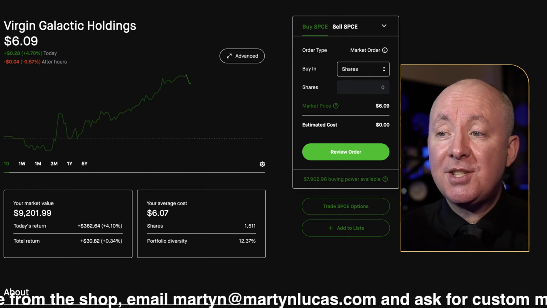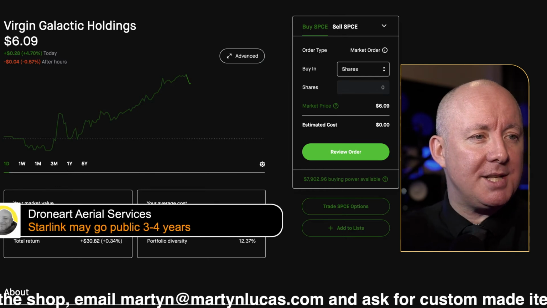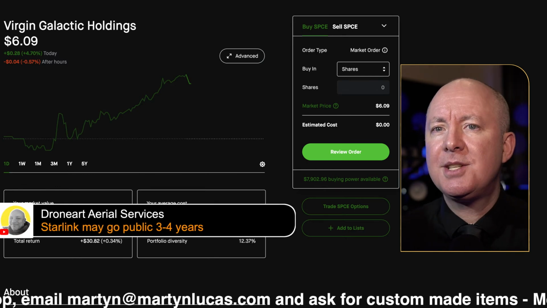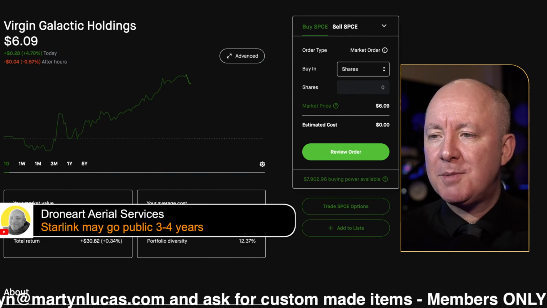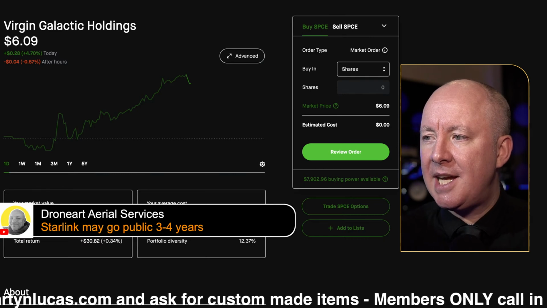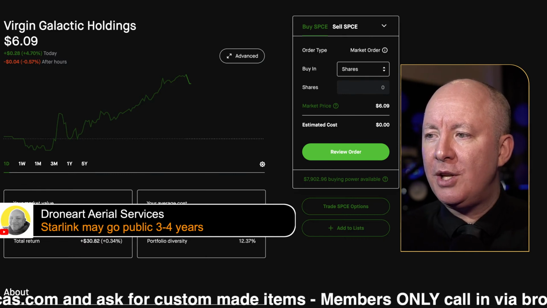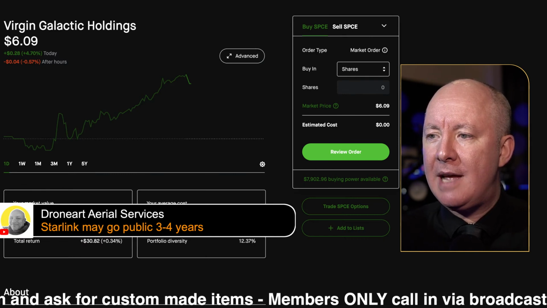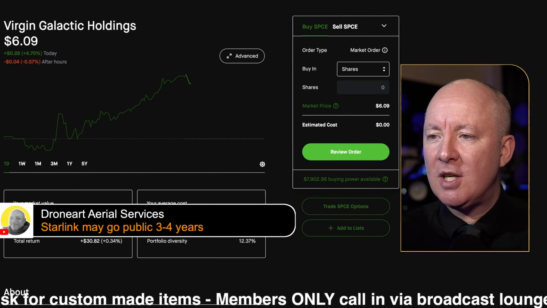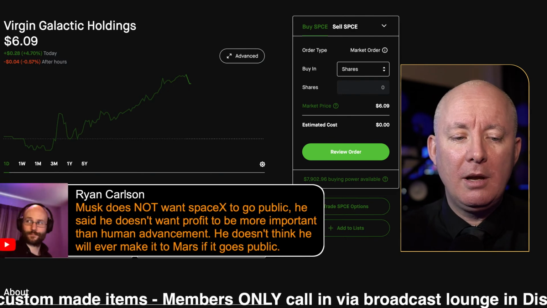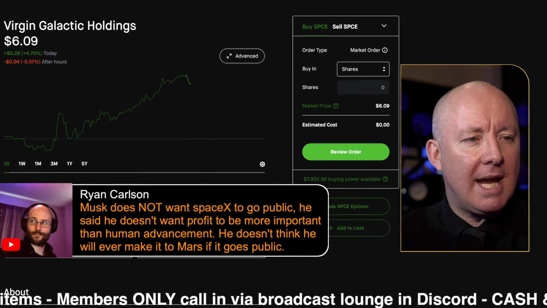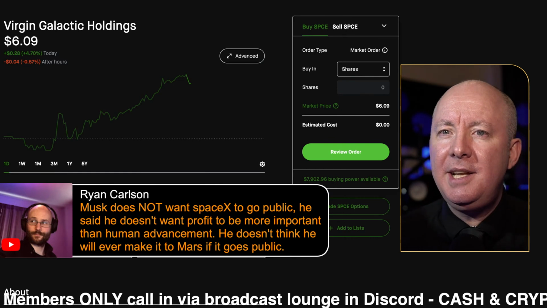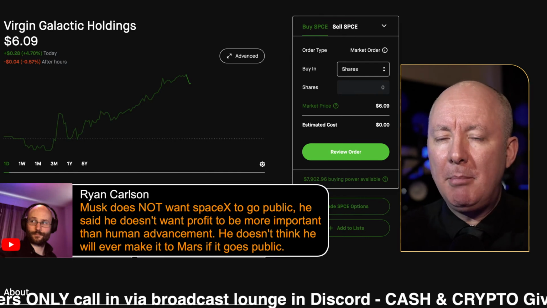Starlink, yes. Starlink may go public in a couple of years, correct, but not SpaceX. Musk does not want SpaceX to go public. He said he doesn't want profit to be more important than human advancement. He doesn't think he will ever make it to Mars if it goes public. Remember, folks, remember why a company goes public in the first place. It goes public because it needs to raise money.